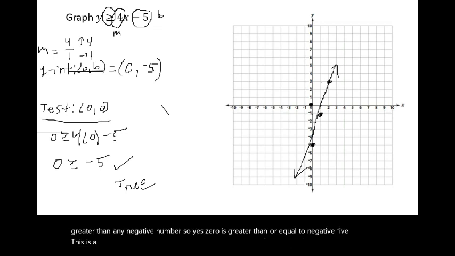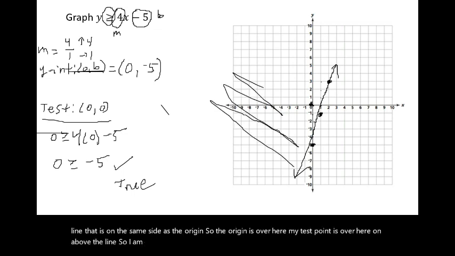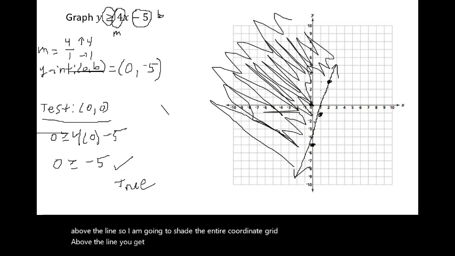So since it is a true statement, I am going to shade on the side of the line that is on the same side as the origin. So the origin is over here. My test point is over here above the line, so I am going to shade the entire coordinate grid above the line. You get the point. It looks something like that.